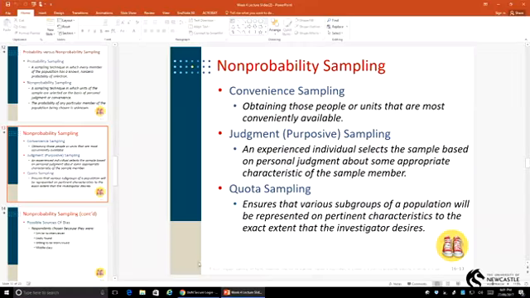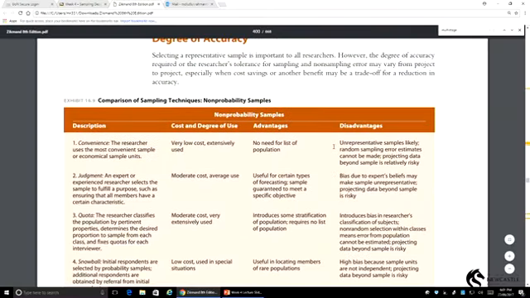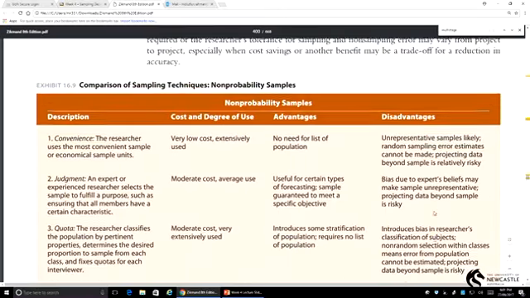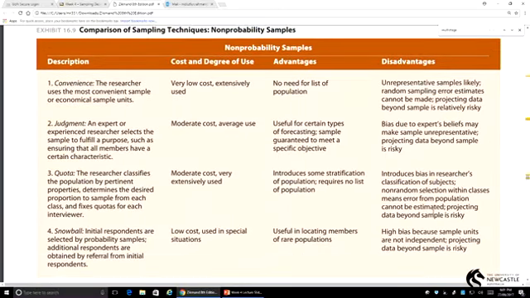In your textbook, there is a table, Table 16.9. In this table, it's actually a snapshot that is summarizing all the sampling techniques.